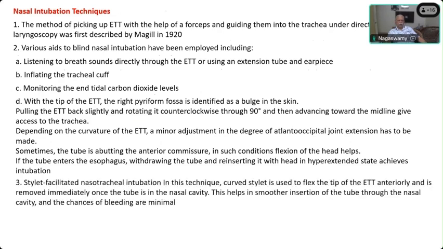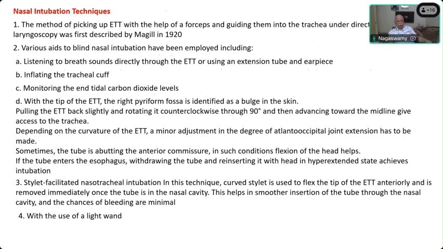Then stylet facilitated. You can pass a stylet and bend the tip of the tube. Always the beveled tip should be a little upward angulated so that it can enter the glottis easily, and that way it will help to insert the tube into the glottic opening. And there are instruments called a light wand, which has a light at the tip, which can be used as a stylet, and we can see the light.